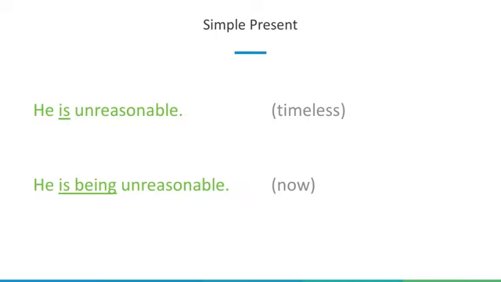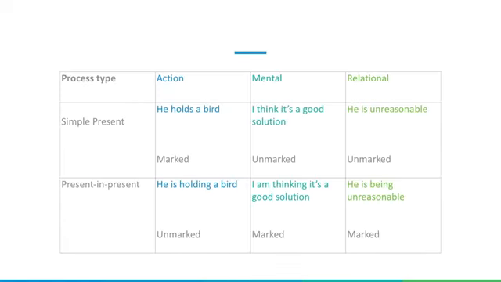the process is temporary, the process is limited to the present time frame, and it's the marked present in present tense. It means perhaps he's acting out of character just for today because maybe he's very tired. So now the table looks like this.